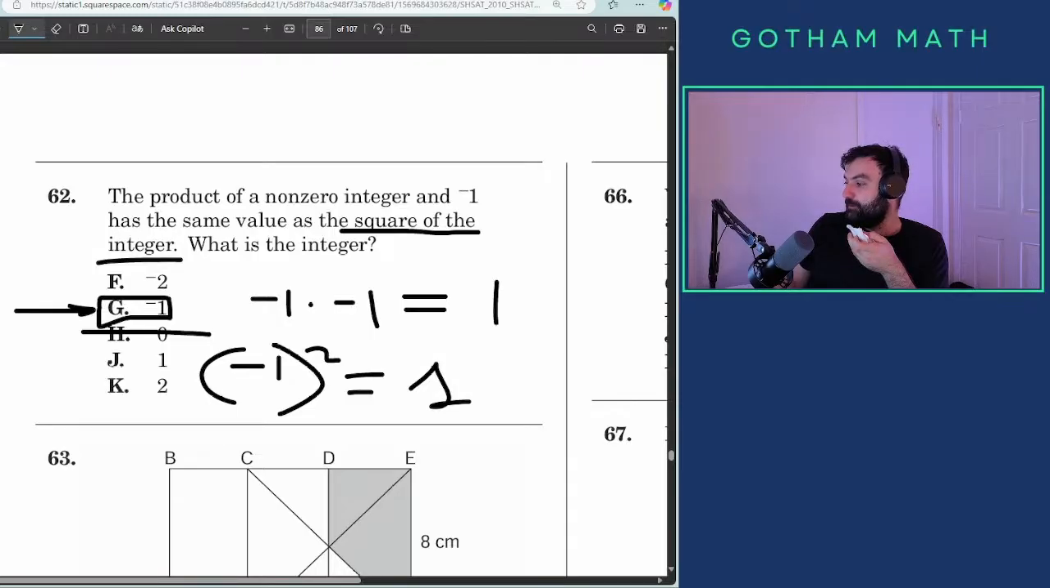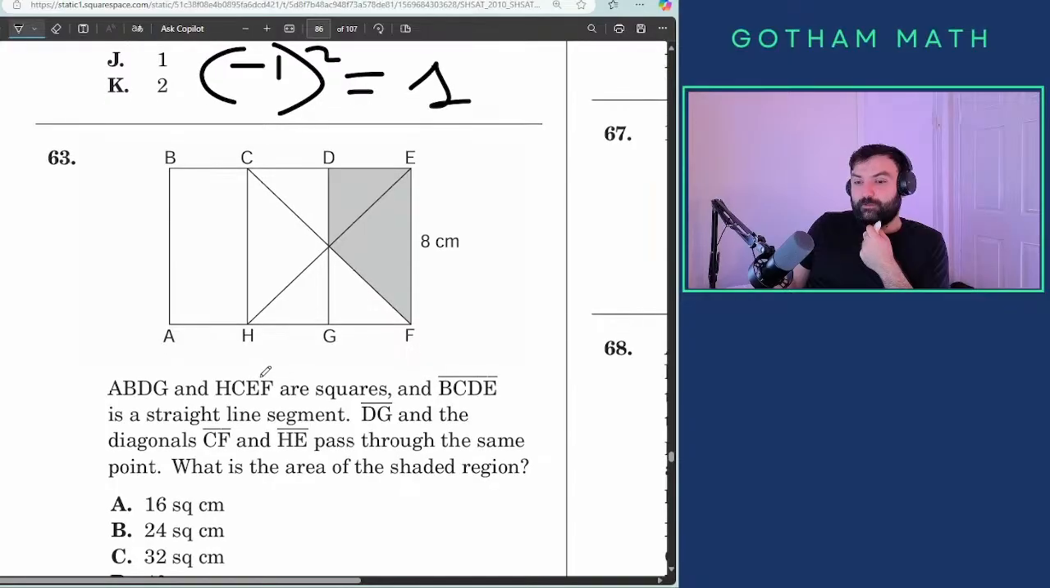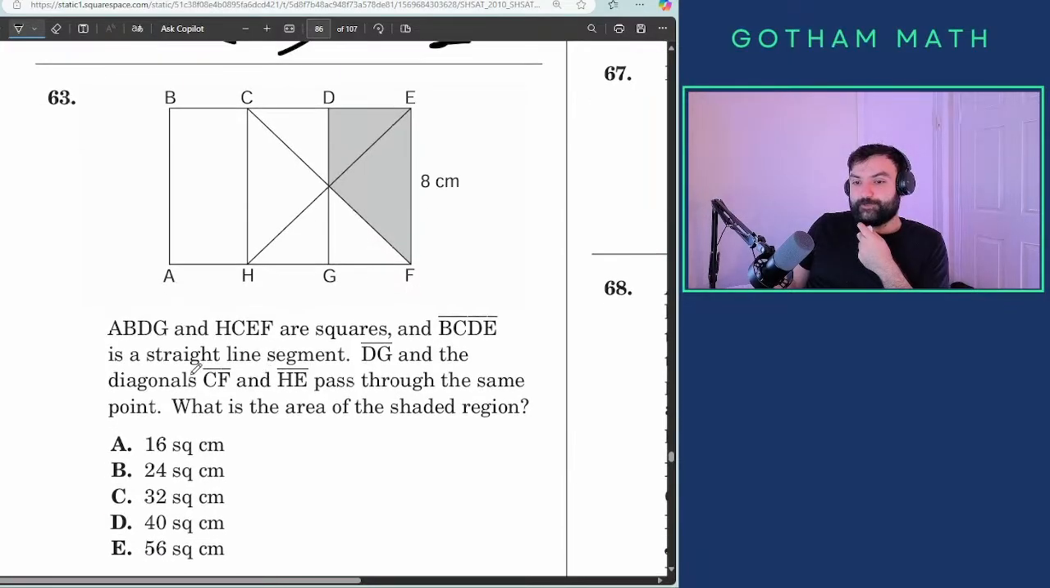Moving on. Number 63. Let's go. Let me see if everyone actually got it right or not. B, B, A. Okay, so ABDG and HCEF are squares, and BCDE is a straight line segment. DG, diagonals that pass through the same point. What is the area of the shaded region?